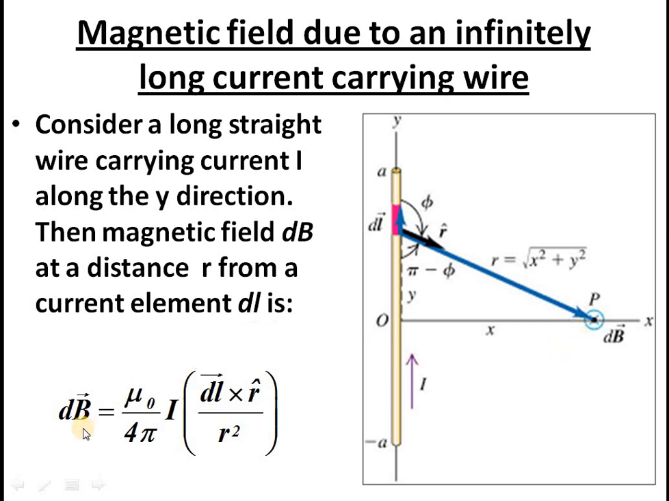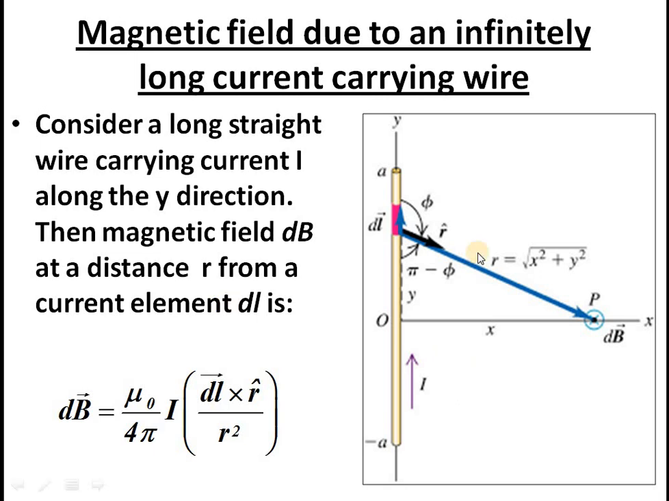So we have the Biot and Savart law: dB = μ0/4π · I dl cross r cap / r². Your dl is here, your r is like this. Let us suppose the angle between this dl and r cap is φ. Phi is another notation from the Greek alphabet. So obviously this angle will be 180° minus φ, shown here as π minus φ. And this is 90 degrees. That is clear from the figure.